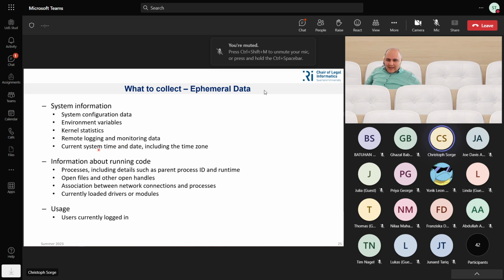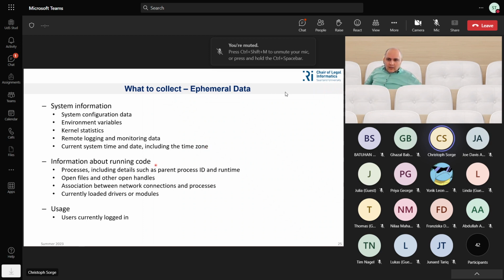The current system time and date, including the time zone, is of course very important if you want to match the information found on one system with other systems, because the clock might be off. Not everyone uses time synchronization using NTP, or the time zone might be set incorrectly, and that is definitely important to take into account.